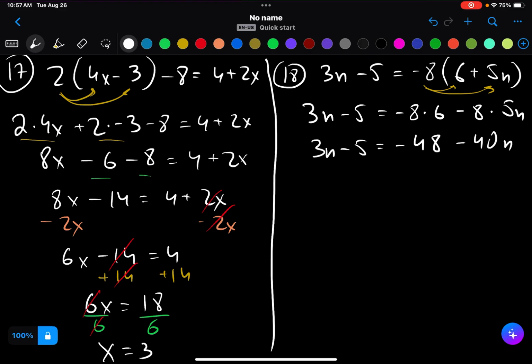All right, now you have n on both sides. Get rid of the smaller one. And no, the smaller one is not 3n. It's the negative 40n. A negative number is always smaller than a positive number. So I'm going to get rid of that by adding 40n to both sides.